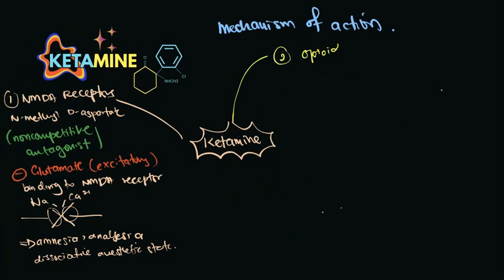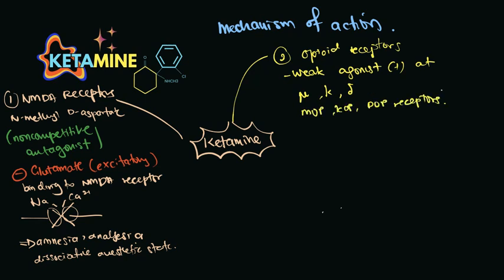And number two, ketamine also has effects on opioid receptors. They are weak agonists at mu, kappa, and delta, or MOP, KOP, and DOP receptors. What it does is enhance opioid effects and reverse opioid tolerance.